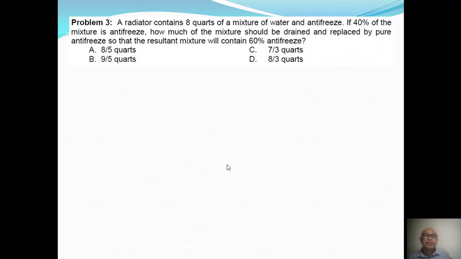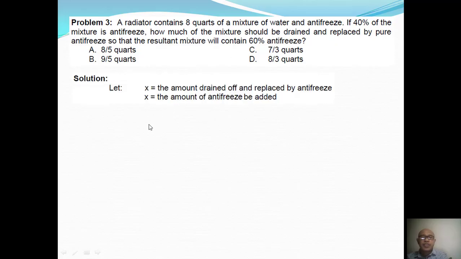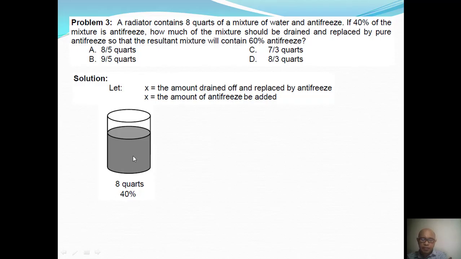Problem number 3, we have here. A radiator contains 8 quarts of a mixture of water and antifreeze. If 40% of the mixture is antifreeze, how much of the mixture should be drained and replaced by pure antifreeze so that the resultant mixture will contain 60% antifreeze? Okay? So originally, we have 8 quarts of the mixture containing 40% antifreeze, water and antifreeze, in which the antifreeze is 40%.